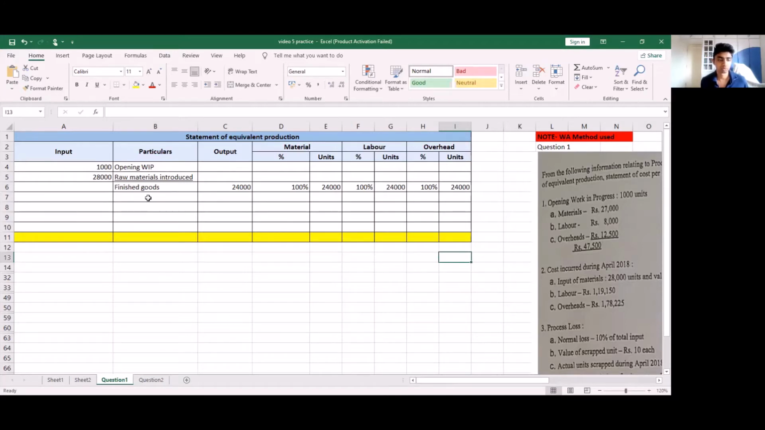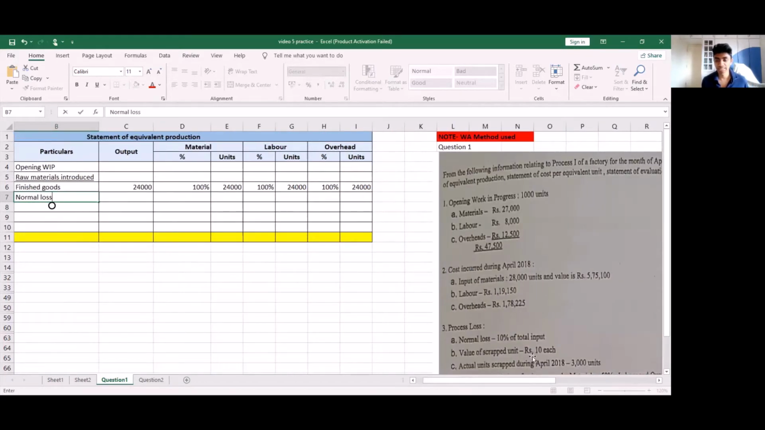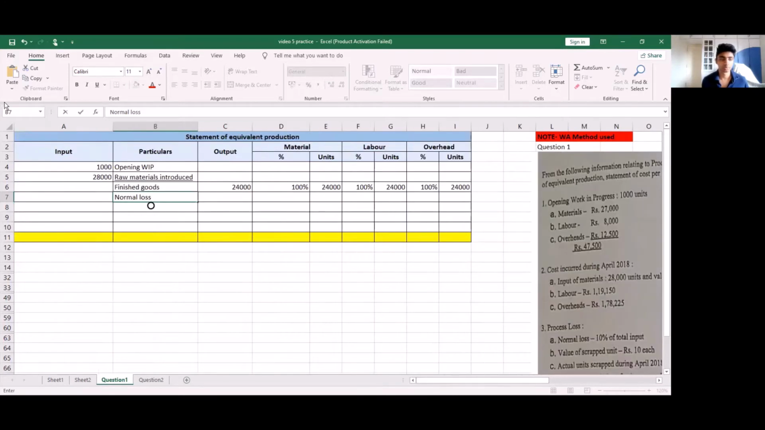Next, we have normal loss. In our question, it is given that normal loss is 10% of total input. So that will be 10% of 28,000 plus 1,000. So it's 10% of 29,000. That will be 2,900. We have already discussed that we assume no work has been done on normal loss units. So this will be 0% and the units will be 0 respectively.